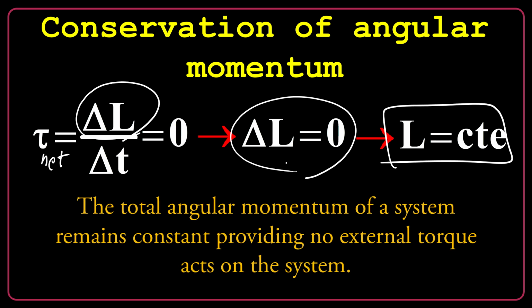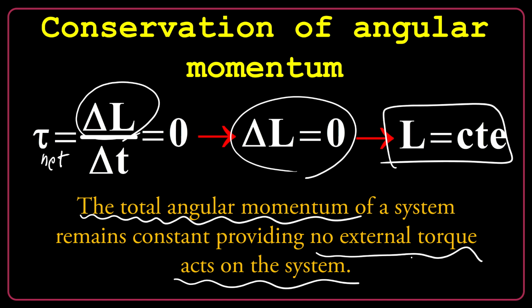In short, we can say if the total angular momentum of a system is constant, the reason is just because no external torque is acting on the system, okay? It doesn't mean that L is necessarily zero. It could be zero, it could be non-zero, but remains constant.